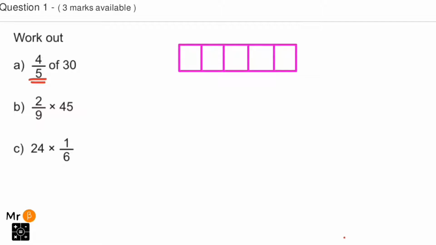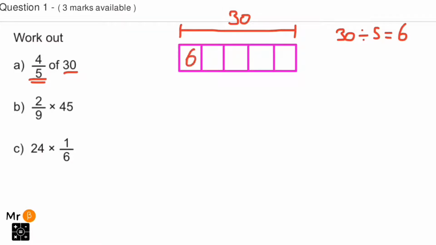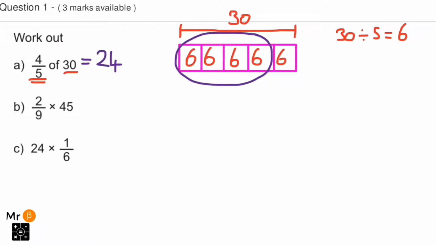So now we know that between those 5 boxes, we are sharing the amount 30. So we need to share 30 equally between these 5 boxes. So therefore, now we know that each box is worth 6. If we wanted to work out what 4/5 of 30 is, we add up 4 of the boxes. That gives us our final answer of 24.